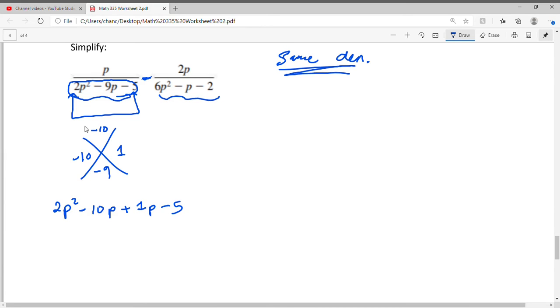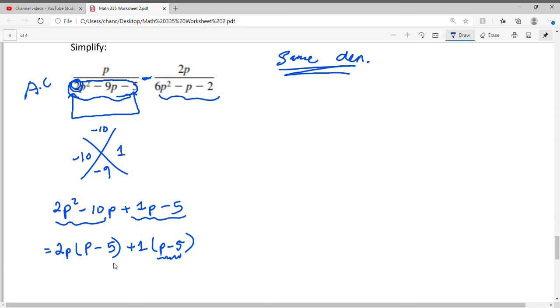I can't use the diamond technique because there's a leading coefficient, so we have to use the AC method for this problem. I'll look at the first two and then the second two. Factor out a 2p. What's left is p minus 5, and we'll factor out a 1 here so we get p minus 5. Again, these two have to be the same. If not, I did it wrong. P minus 5 to the front, and we have 2p plus 1 left over. So this is the factorization of the bottom left.